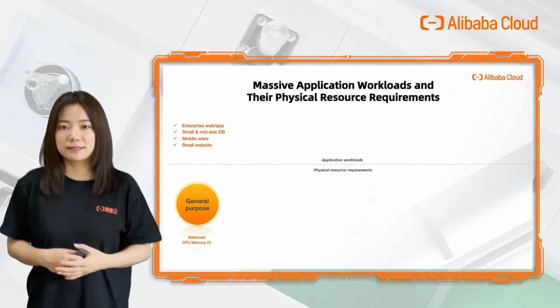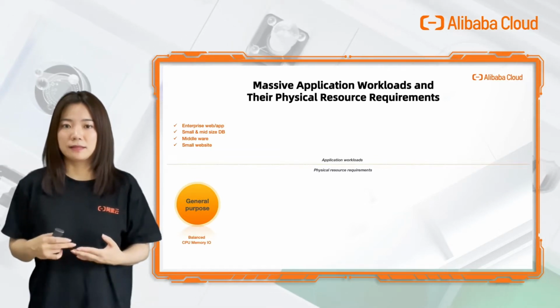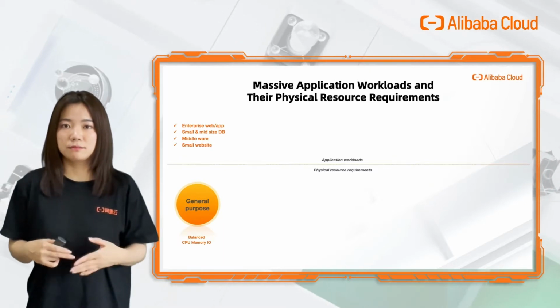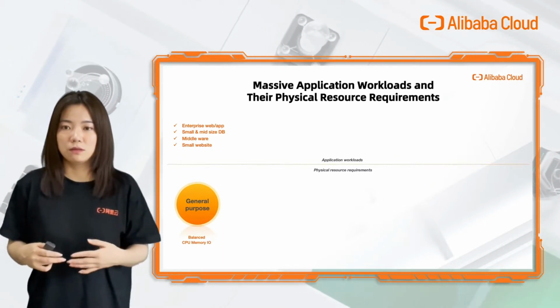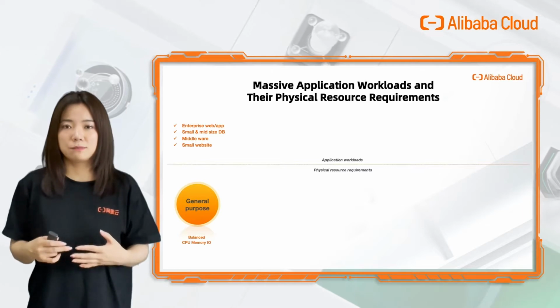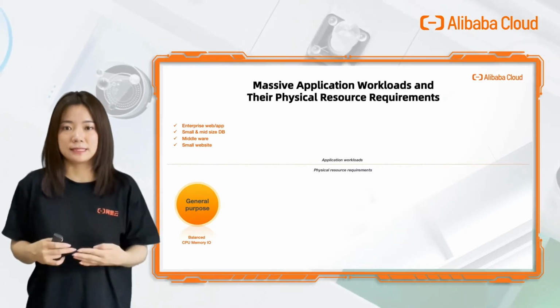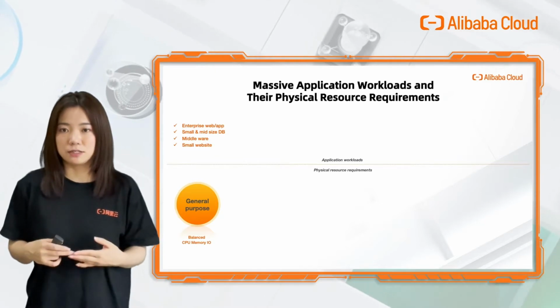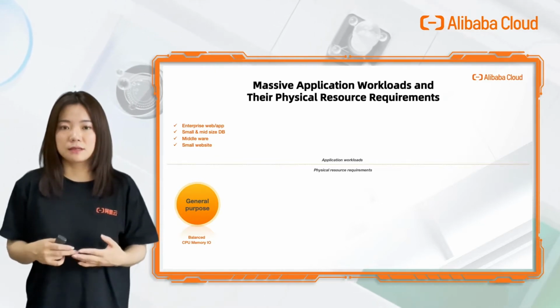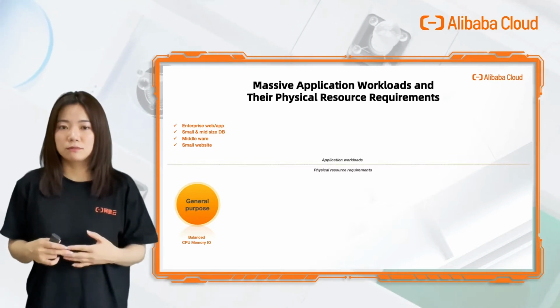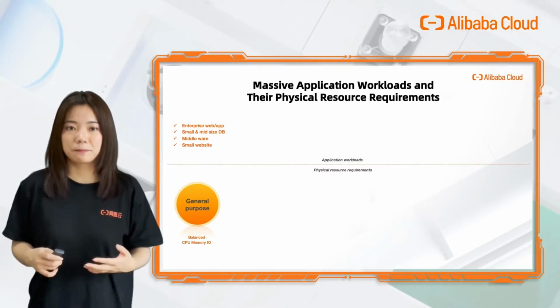For enterprise-level applications like web, app, and database, we generally require a balanced ratio of vCPU, memory, and I/O performance. Normally, a middle level of CPU frequency with 2 or 4 times memory capacity for web and app applications, and an 8 times memory ratio for databases, should fulfill common application requirements.